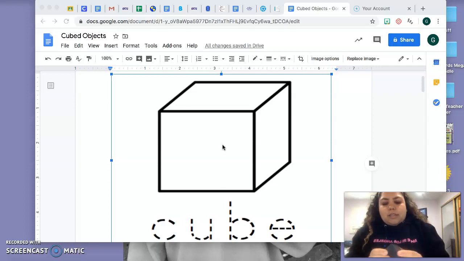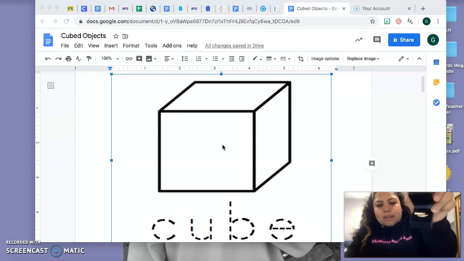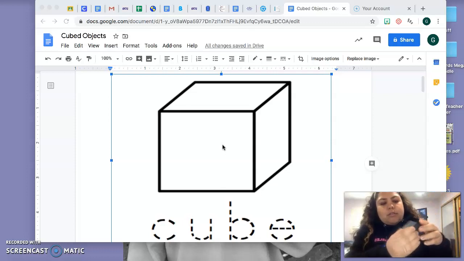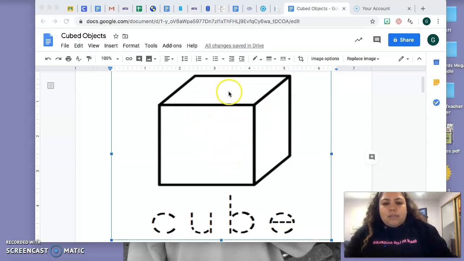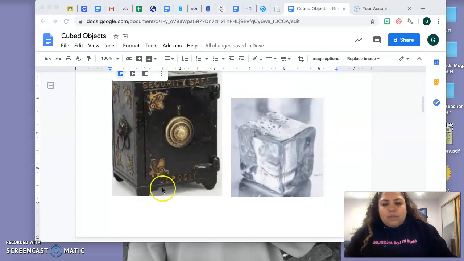One of the objects I found around my house was this jewelry box that holds some of my earrings. It can hold rings, but I have earrings in there now. So this is shaped like a cube. If you look at the screen, you can see this is an example of a cube. It's 3D, you can see it sticking out, but you can't see the other sides, but that's a cube.